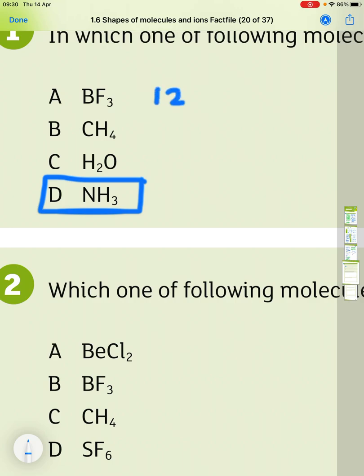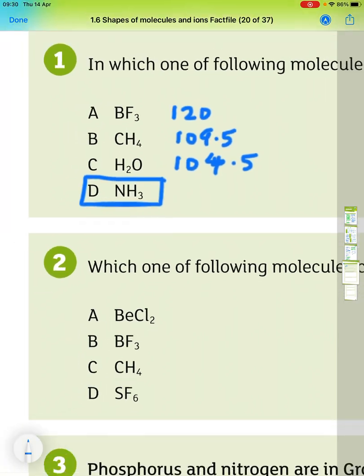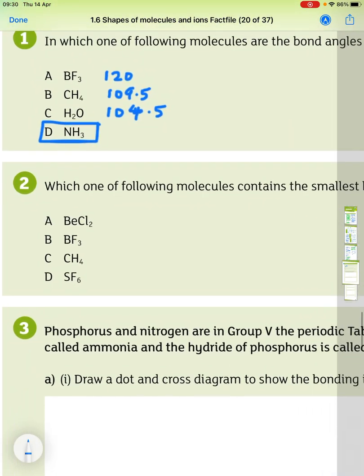We know that BF3 is trigonal planar, so that is 120. In methane it's 109.5 because it's tetrahedral, and in water we have that bent shape, so it's 104.5. So the answer is D, ammonia.